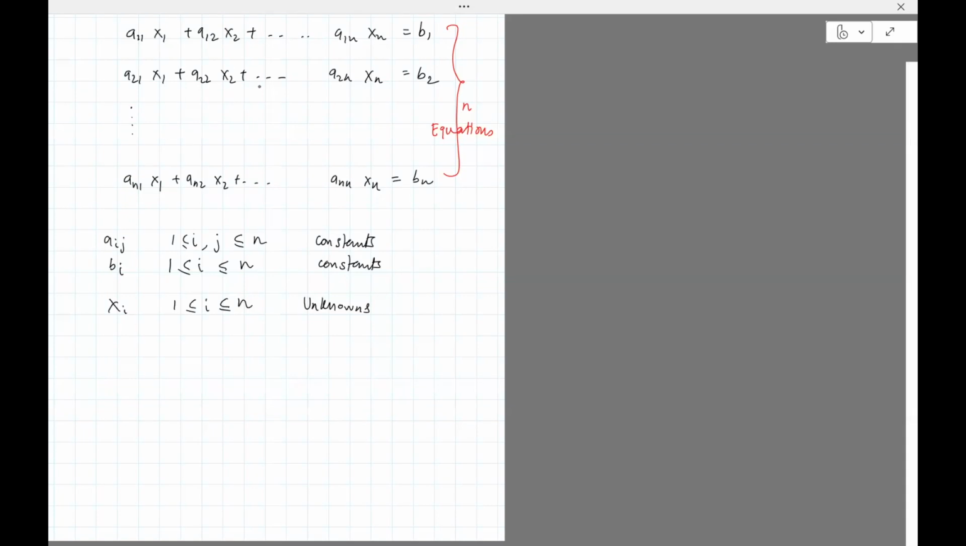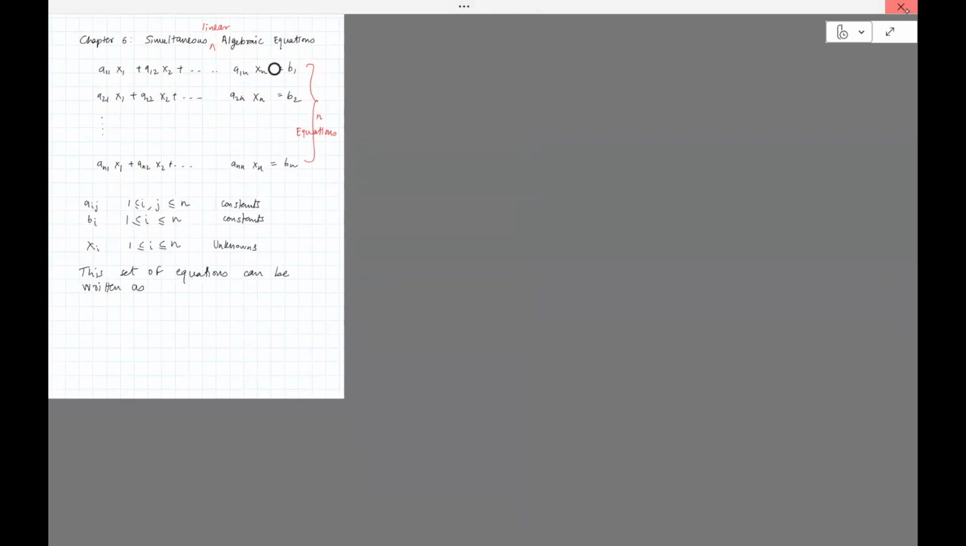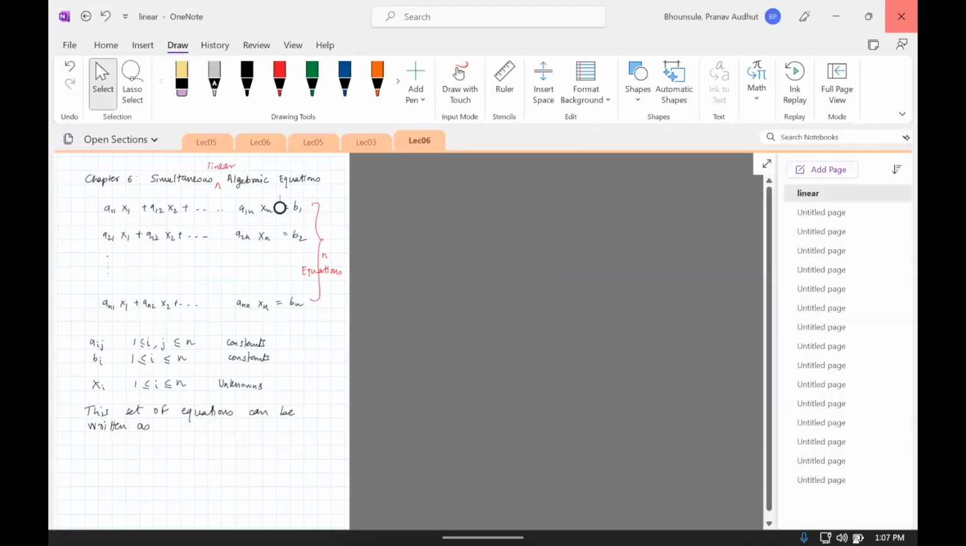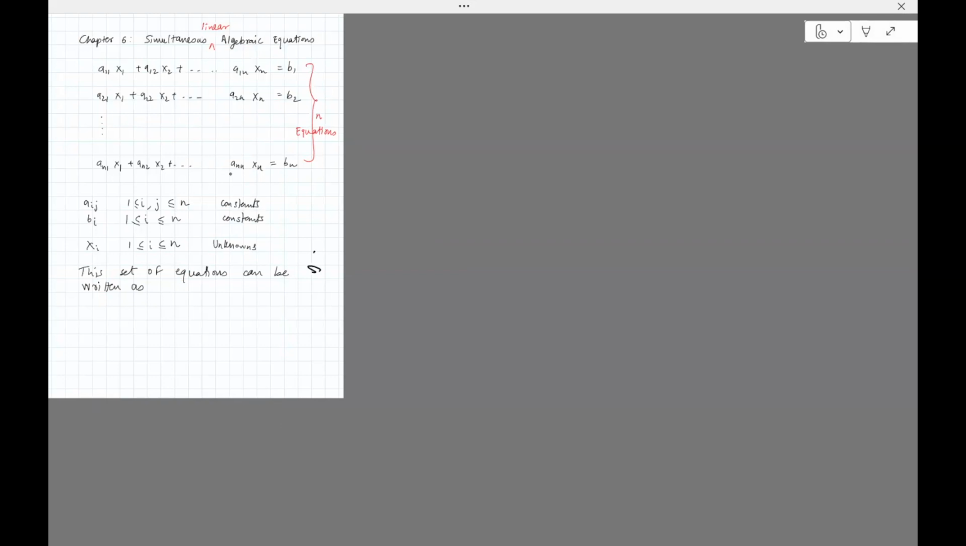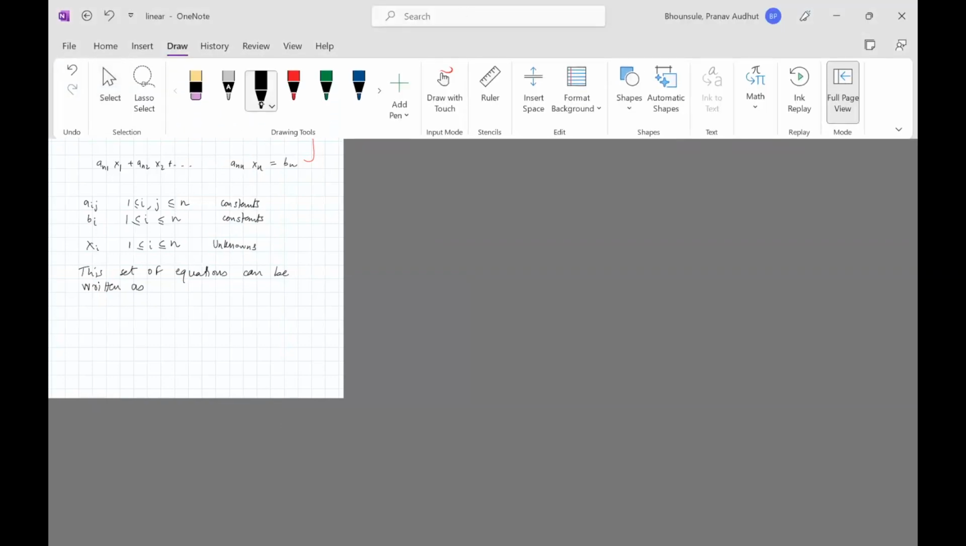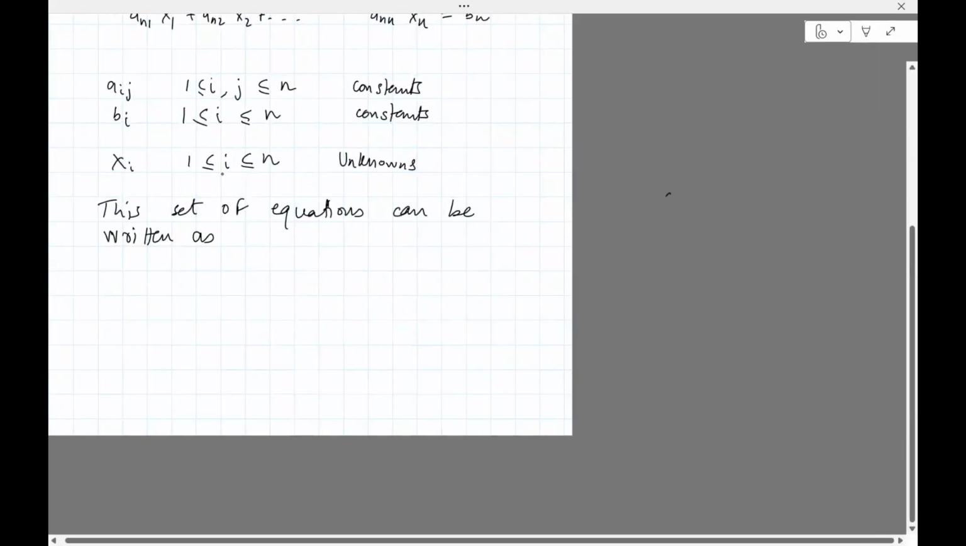Now it turns out that this set of equations can be written as Ax equals b.